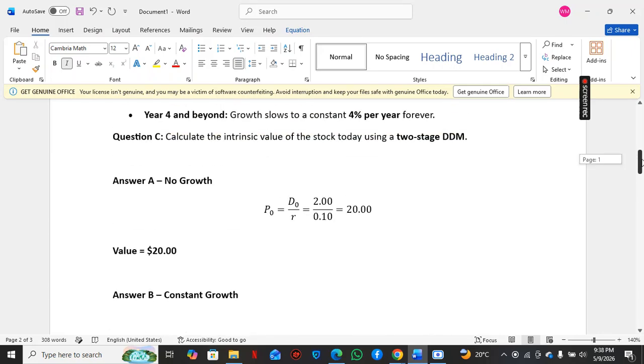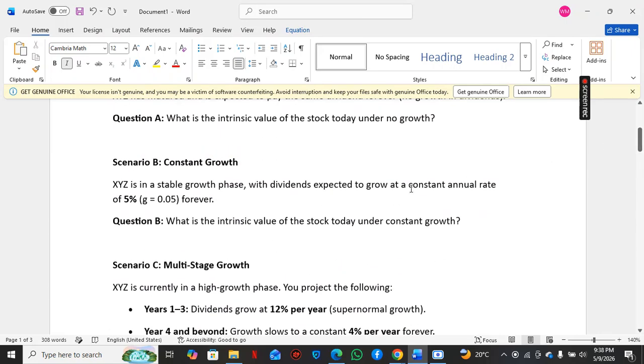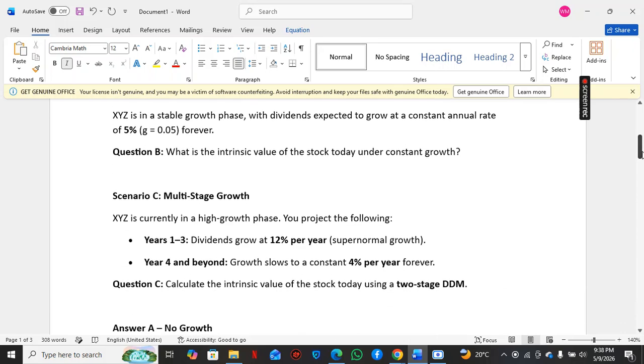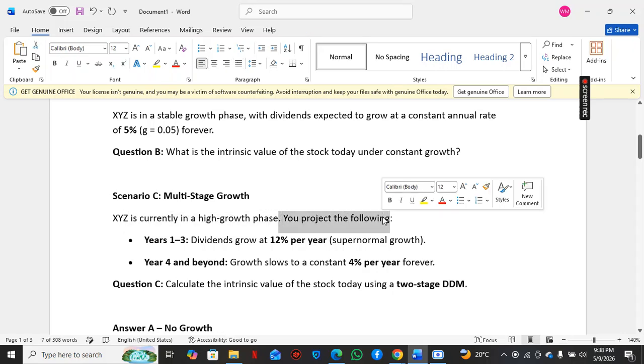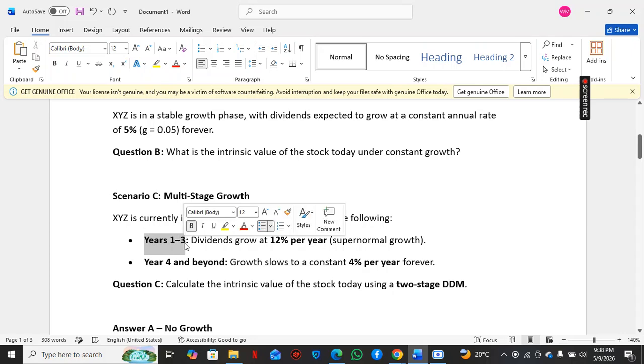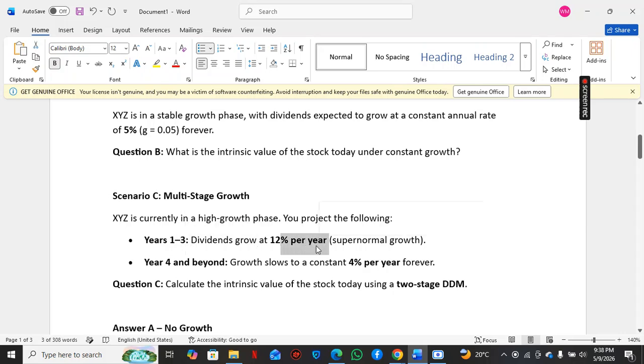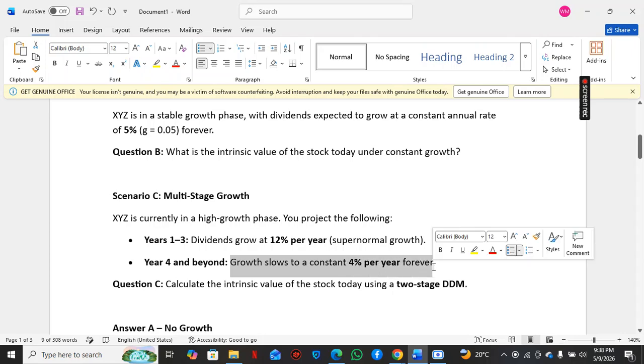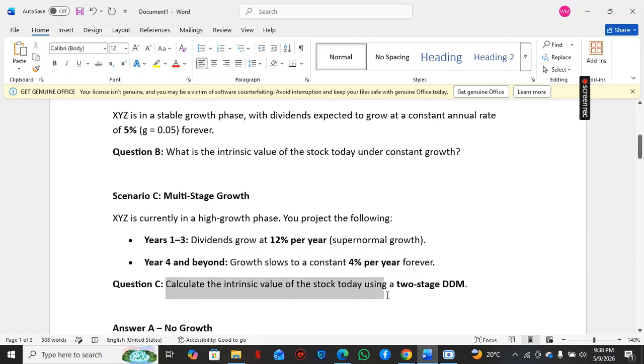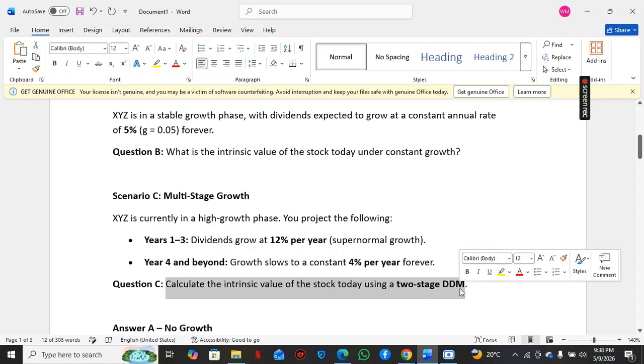Then the third and final scenario, multi-stage growth. XYZ is currently in a high growth phase. You project the following: years 1 to 3, the dividends grow at 12% per year. Then year 4 and beyond, growth slows down to a constant 4% per year forever. We need to calculate the intrinsic value of the stock using the two-stage dividend growth model.